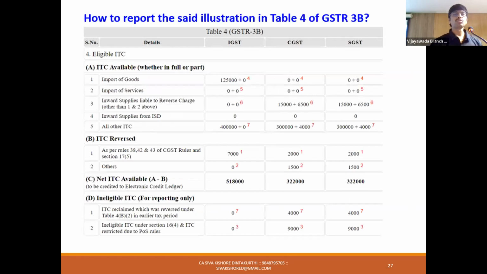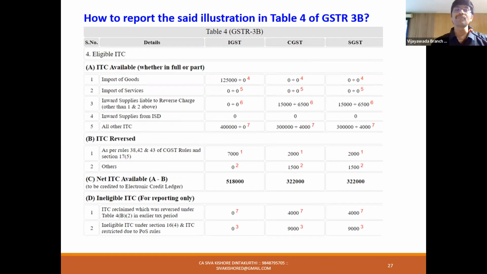So that 7,000, 2,000, 2,000 will take place as part of 4B1 permanent reversal. 1,500, 1,500, you are going to satisfy the conditions of eligibility of ITC and claim in the next month. So you have to reverse it in temporary reversal as part of 4B2. Then the net ITC of 5,18,000, 3,22,000, 3,22,000 will travel to the electronic credit ledger of the concerned dealer.